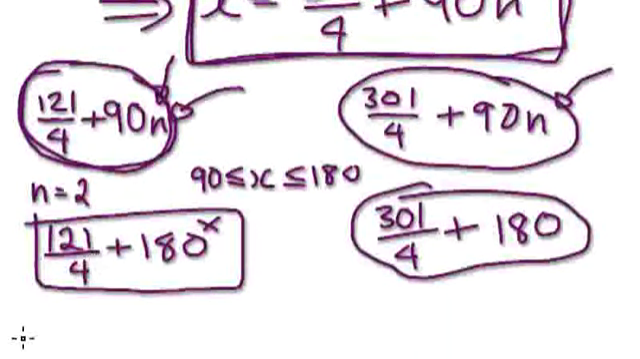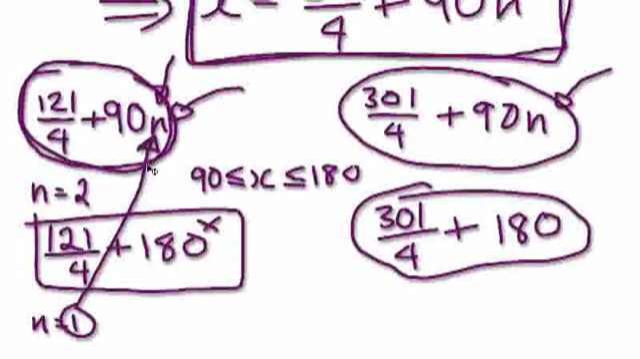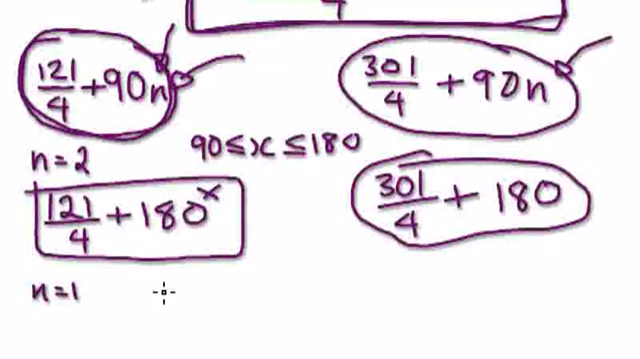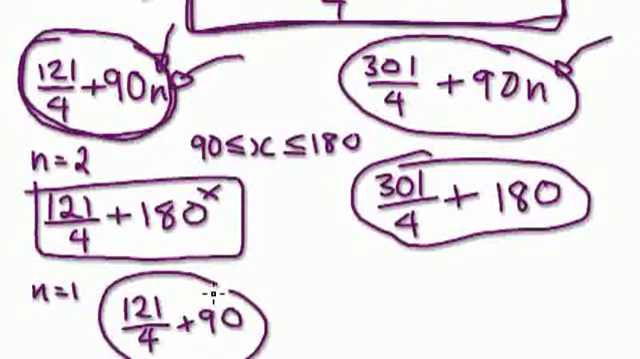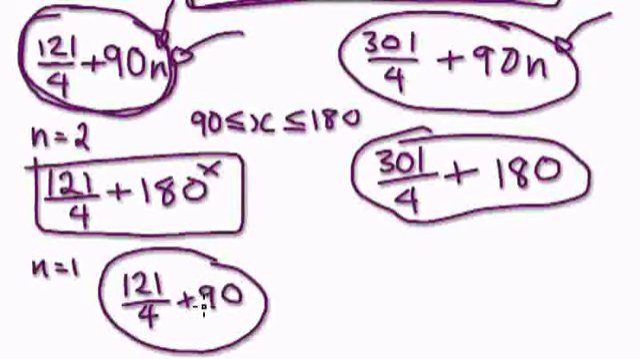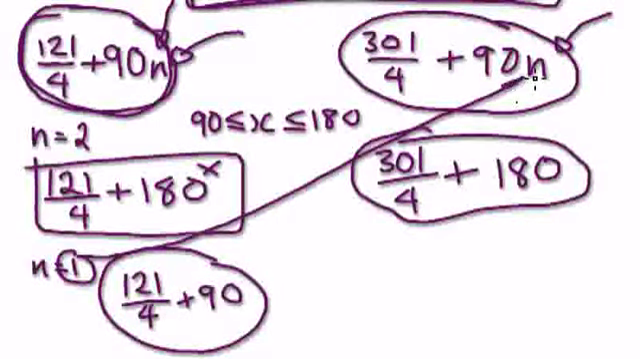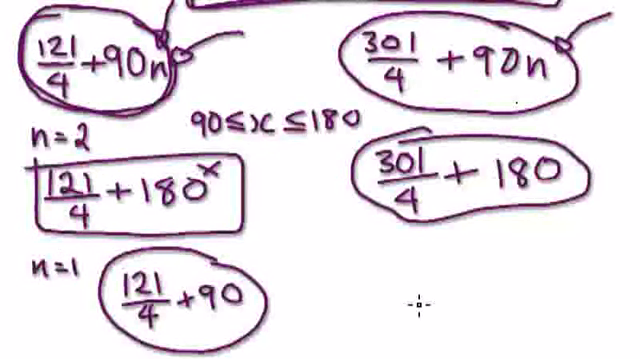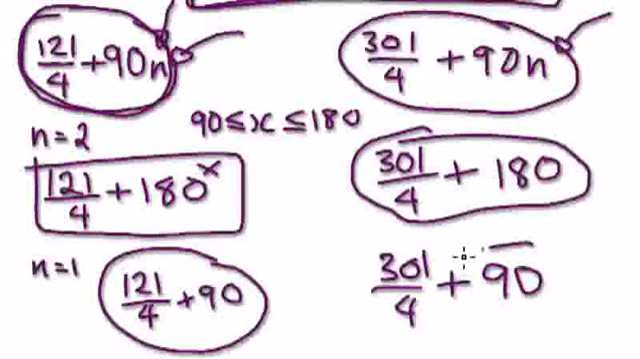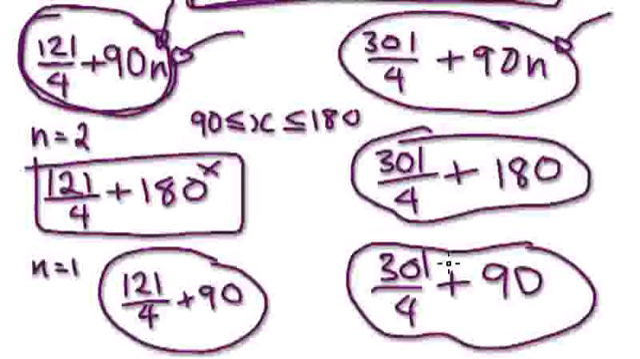Let's have another guess. n equals 1. So when you put n equals 1 into here, then you will have this. So this is one solution here, 121 over 4, that's this bit here, plus, well, when you put 1 into this n here, it will be plus 90. If this whole thing is within our range, then it will be good. Now put 1 into the other one. So this would be 301 over 4 plus 90 here. If this is within our range, then it would be good.